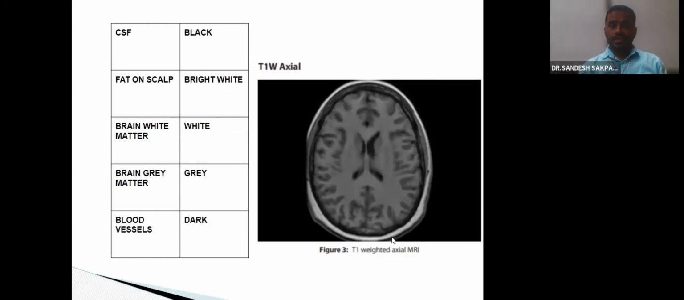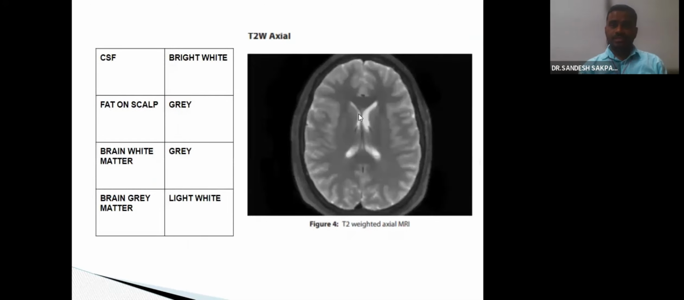The fat on the scalp is white. The white matter of the brain is slightly white as compared to the gray matter. So whichever has fat will show white, and the water content, that is the CSF in the ventricle, will look black in the T1 weighted images. When we go to the T2 weighted images, we can see the fluid is white, that is, the CSF will be bright white.